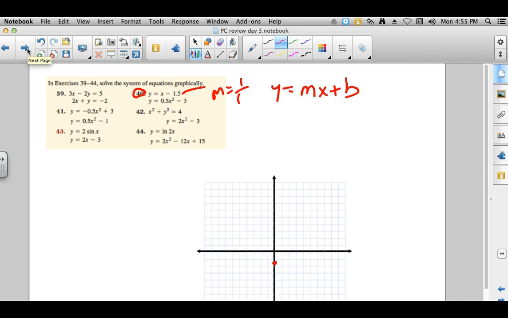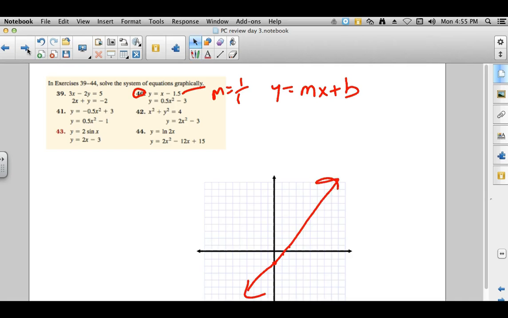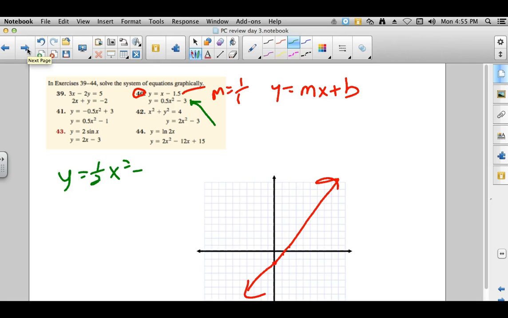All right, so we carefully go 1 and 1, 1 and 1, give ourselves a little bit to aim at, and graph our line. And then we have this luscious parabola here, and I can't stand decimals. So y equals 1/2 x squared minus 3. You might want to just make really a little quick table here.